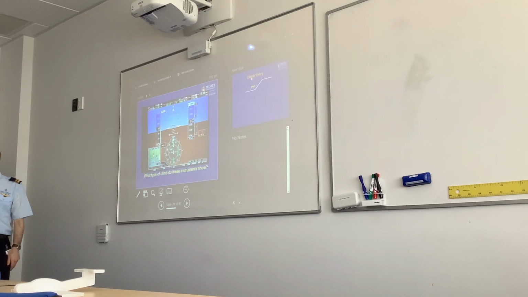Have a look at this slide. What type of climb do you think the aeroplane is established in? Just give them a few moments to have a look at that. So the airspeed is constant, right? So we're looking at a cruise climb here for a DA40.